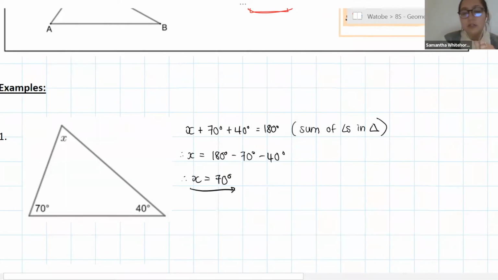Could someone in the chat, or you can raise your hand, if this angle is 70, let's see who remembers what we said, what sort of triangle does it make?